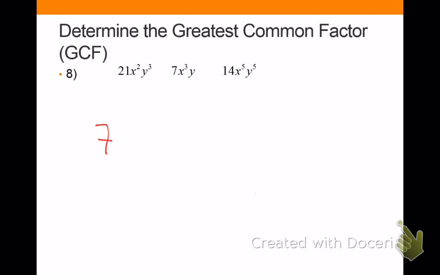So here's what I mean. This first guy has 2 x's. This guy has 3 x's, and this guy has 5 x's. So they have 2 in common. They all have at least 2 x's. So x squared is going to be part of the greatest common factor. The y's, there's 3 here, 1 here, and 5 here. So the most that they all have in common is 1y. So y becomes part of the greatest common factor also. So the greatest common factor for these three monomials is 7x squared y. That's what we would use to factor out this polynomial, if it were a polynomial.